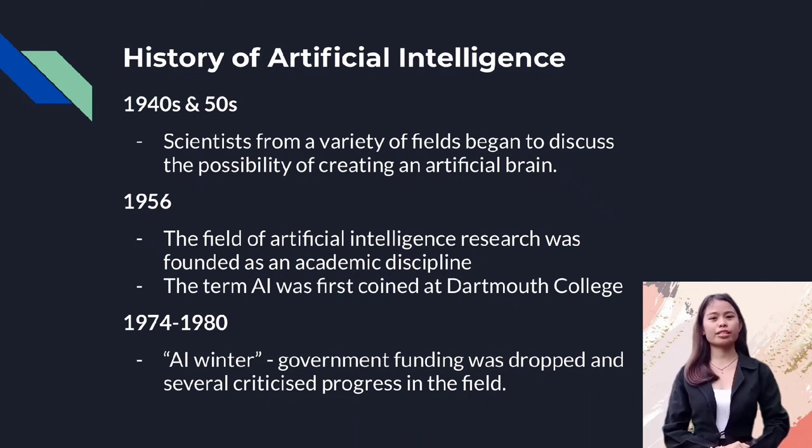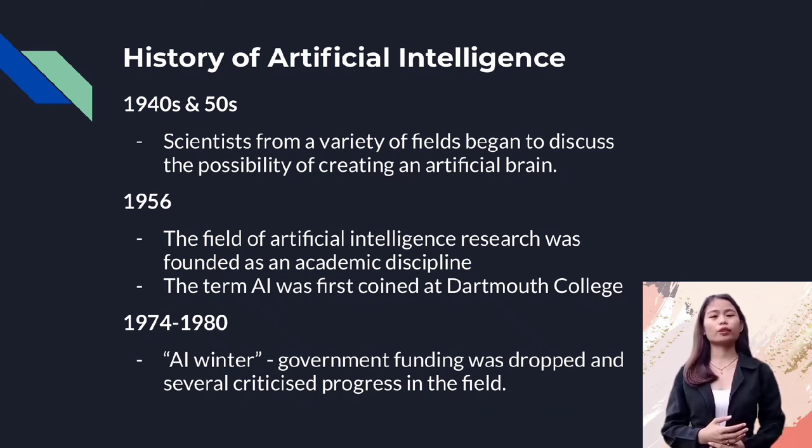In the 1940s and 50s, a handful of scientists from a variety of fields, mathematics, psychology, engineering, economics, and political science, began to discuss the possibility of creating an artificial brain. The field of artificial intelligence research was founded as an academic discipline in 1956. AI was a term first coined at Dartmouth College in 1956. Cognitive scientist Marvin Minsky was optimistic about the technology's future.